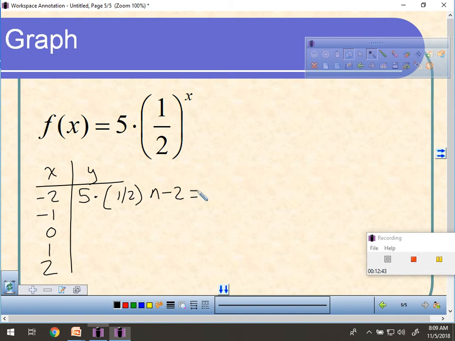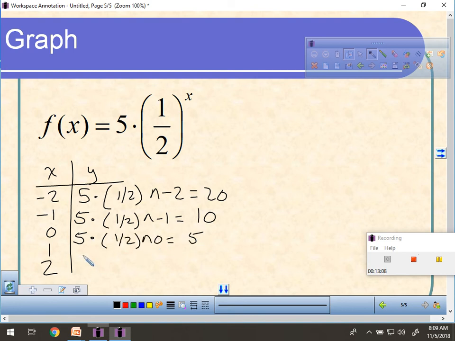Your calculator should give you 20. For the next one, 5 times 1 over 2, rooftop, -1. Your calculator should give you 10. For the next one, 5 times 1 over 2, rooftop, 0. Your calculator should give you 5. For the next one, 5 times 1 over 2, rooftop, 1. Your calculator is going to give you 5 over 2. But remember, convert that to a decimal, so you get 2.5. And then for the last one, 5 times 1 over 2, rooftop, 2. Your calculator should give you 5 over 4. But again, convert that to a decimal, it should give you 1.25.